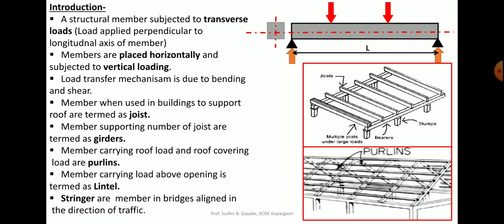Already you have covered this particular part at your second year level in BTM. And stringers are the members in a bridge aligned in the direction of traffic. So if this beam section is used for bridges, steel structure bridges, these are termed stringers. So we have seen examples of joists, girders, purlins, lintels and stringers. Here you need to understand the concept of load application. For all these examples, the load is going to act exactly perpendicular to the longitudinal axis.